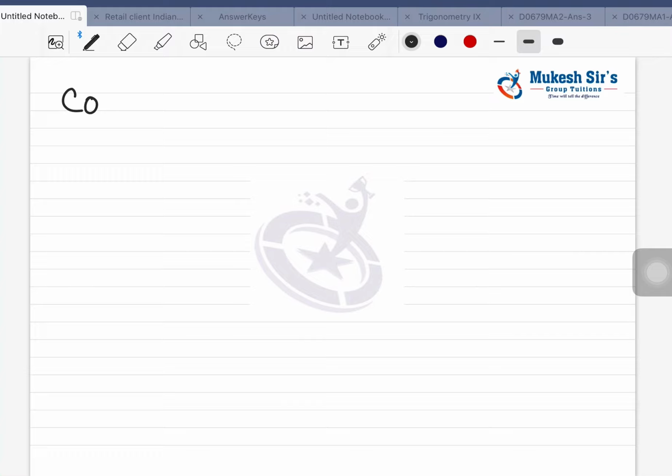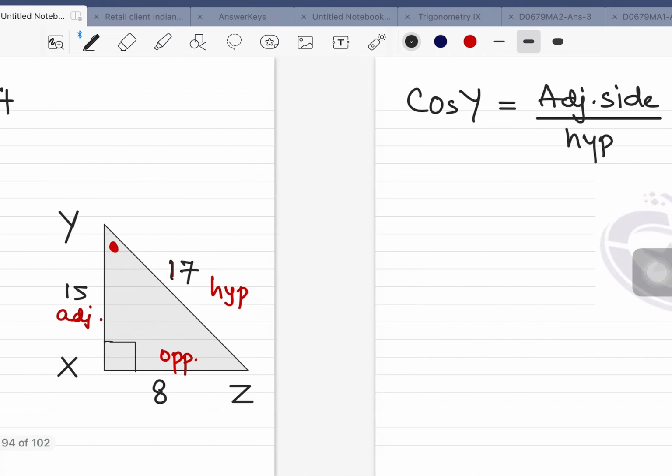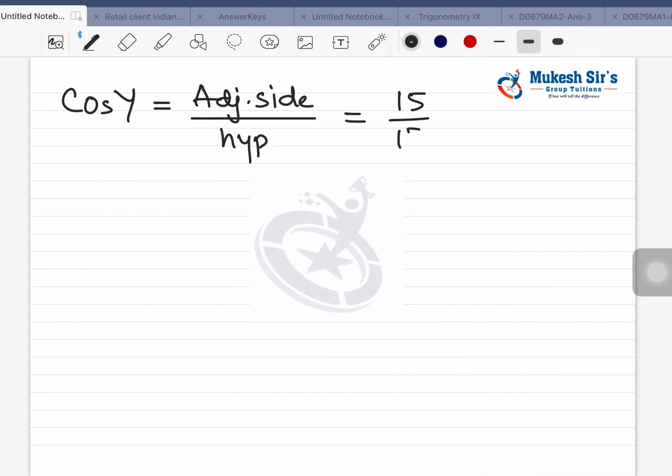Clear? Then find cos y. Cos y is equal to adjacent side of y upon hypotenuse. So cos y will be equal to adjacent side 15 upon hypotenuse 17.